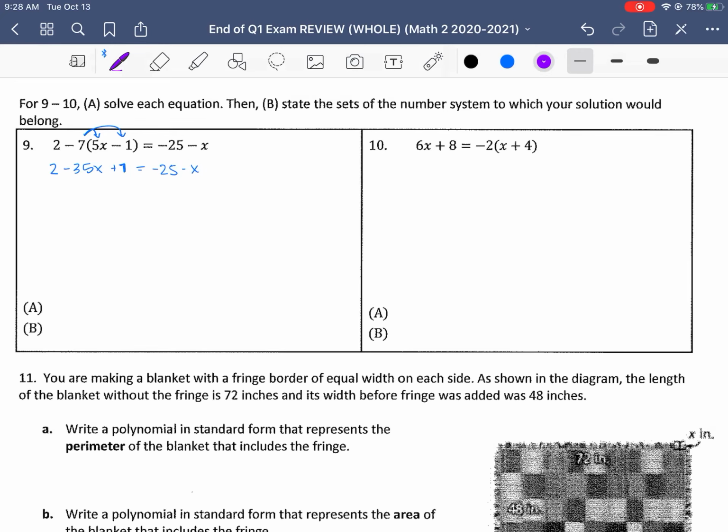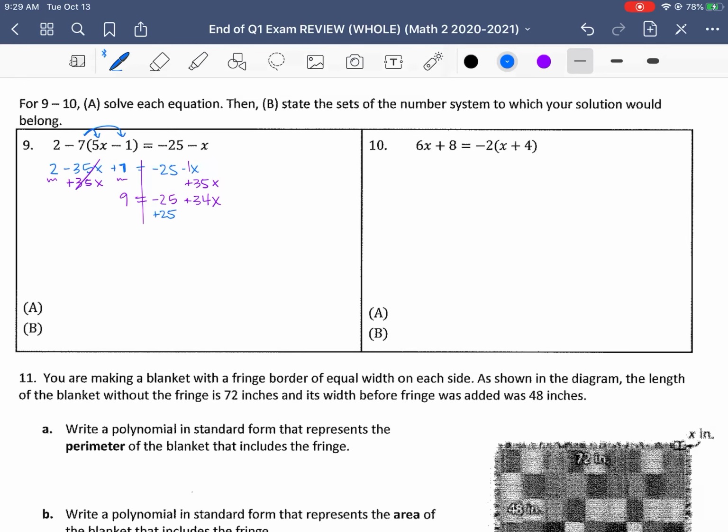Then we try to get all the x's on one side, right? So I'm going to add 35x here and add 35x here, right, because this is our equal sign. We're going down here. We can move things across the equal sign. On the left side, I have a 2 here and a 7, so let's add those and we just get 9. They're on the same side, so we can combine them. And then on the right side, we still have that -25. If I have -1x and I add 35x, then I'm going to have 34x.